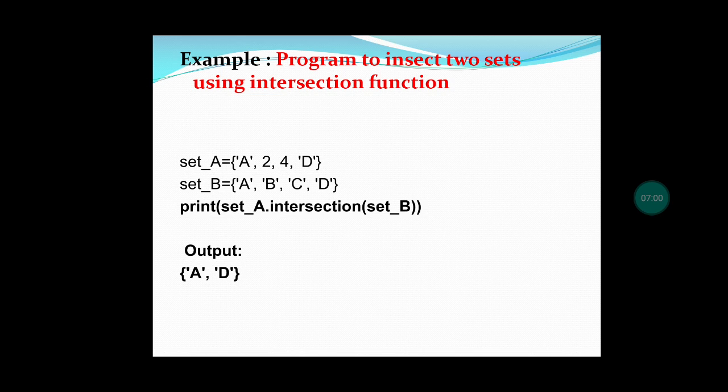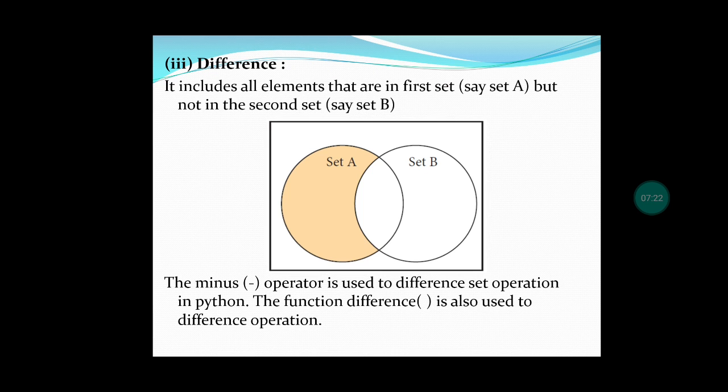That is, in set A it is given as A, 2, 4, D, and set B it is given as A, B, C, D. We are intersecting both, that is set A dot intersection of set B. So the common elements in both the sets are A and D. So we are getting the output as A, D. Next function, that is difference.